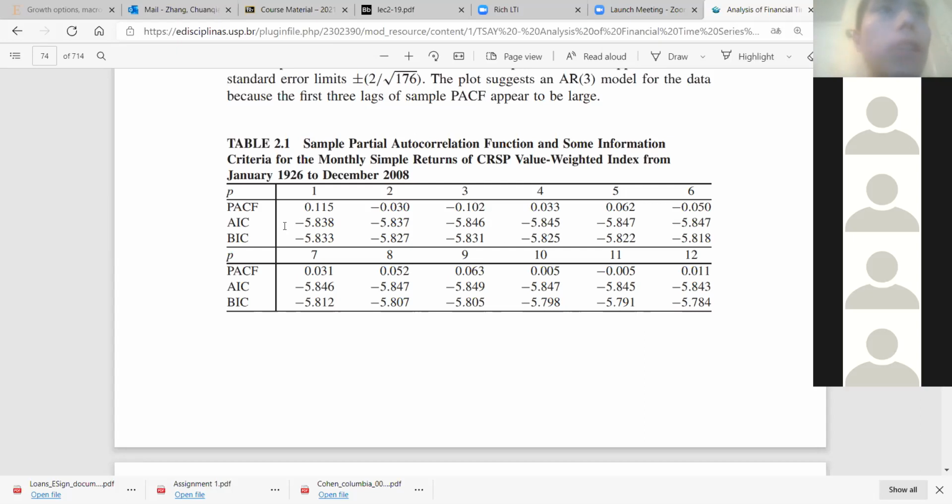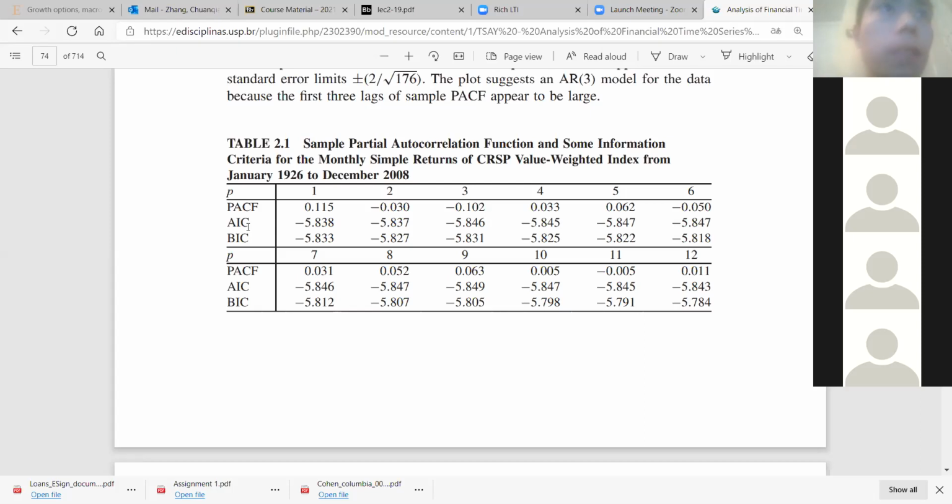Just look at those values very closely, like the AIC. Usually the AIC and the BIC will give you the same conclusion. They should be consistent. For example, look at the AIC here, look at those values, the two lines. Which lag gives you the minimum, the smallest value? It is negative, remember. The smallest.